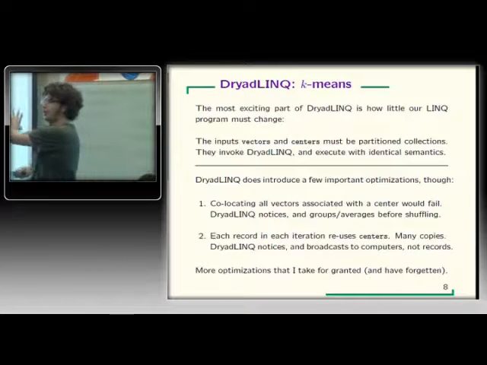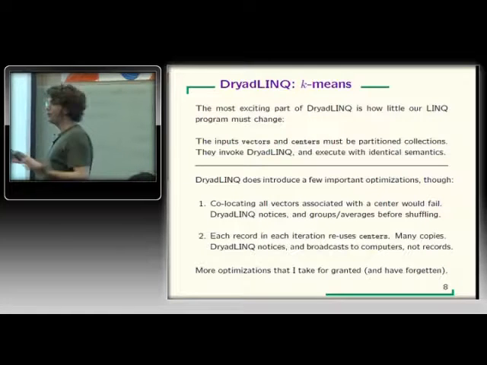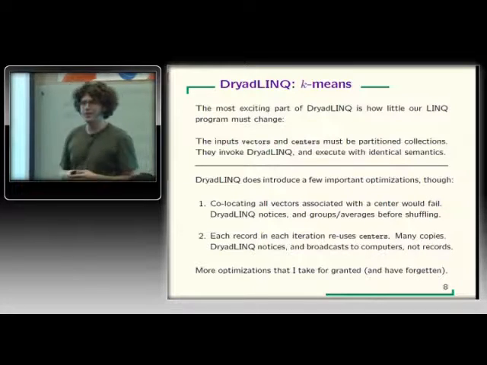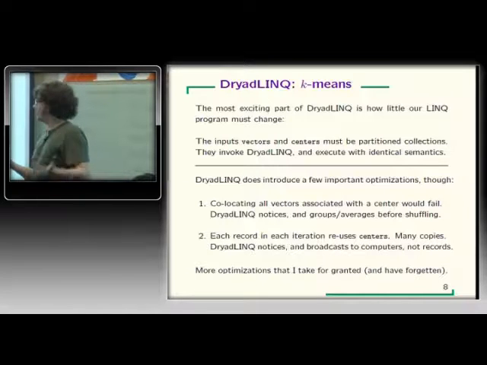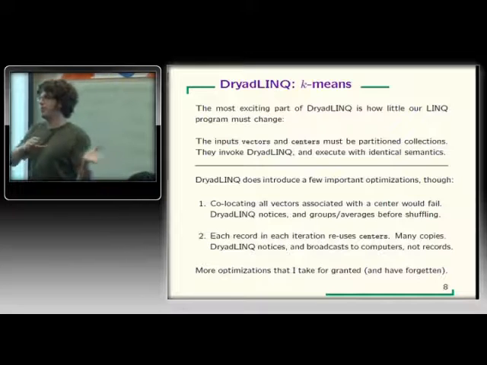So if this wasn't the most compelling one for you, it turns out it is technically very compelling, and your program wouldn't work without it, which is sort of nice. On the other hand, maybe you don't care a lot about k-means, so we'll see. This is a very helpful optimization that DryadLINQ does, though. It makes a lot of very expensive jobs a lot more efficient.